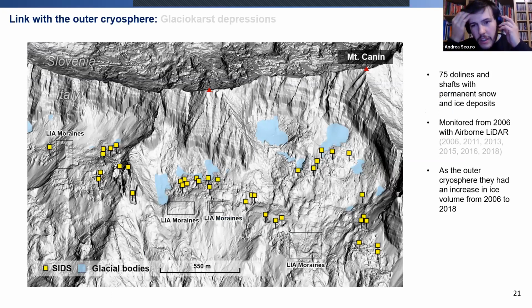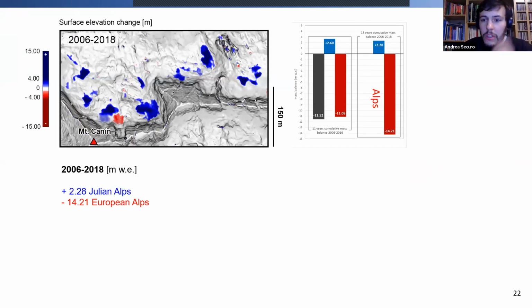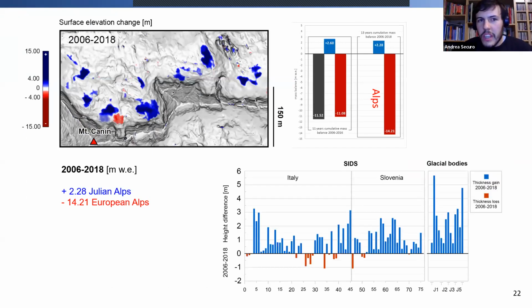And just for concluding, I would like to mention some other works that study the evolution of the glacial bodies of the area, and also of some glaciocast features, so dolines and shafts that have permanent ice and snow deposits inside, like the one we see on the top left. These bodies have been monitored from 2006 till 2018 and also nowadays, and we found out that the positive anomaly that is found in the outer cryosphere bodies is also found in these snow and ice deposits inside dolines and shafts.